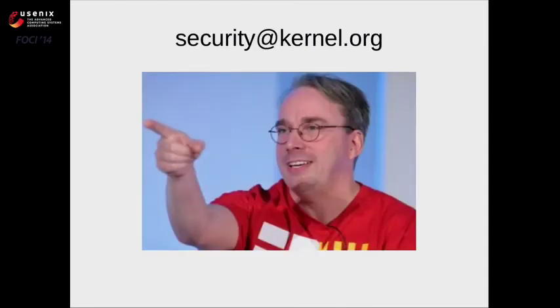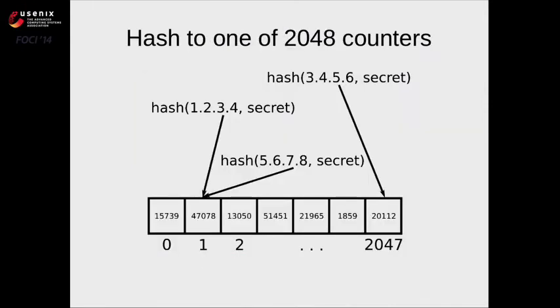So we reported this issue to the Linux folks. Linus and friends got back to us pretty quickly, actually. They said that they had actually already done a change. But let me explain this to you. They got rid of the per destination counters. Now they have 2,048 different counters. And depending on the address and a secret, you will get hashed to one of these 2,048.